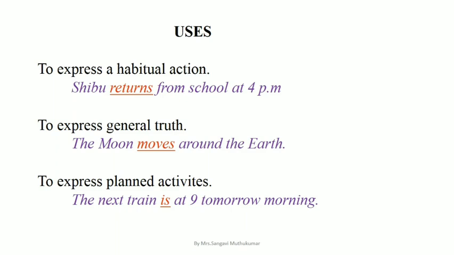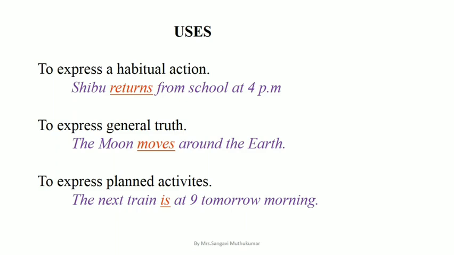The main purpose of simple present tense is to express habitual action, that is day-to-day activities. For example, Shibu returns from school at 4 p.m. Here, Shibu will come home daily at 4 p.m. So it is a daily schedule. So here we must use present tense. That's why we have added s to the verb returns.